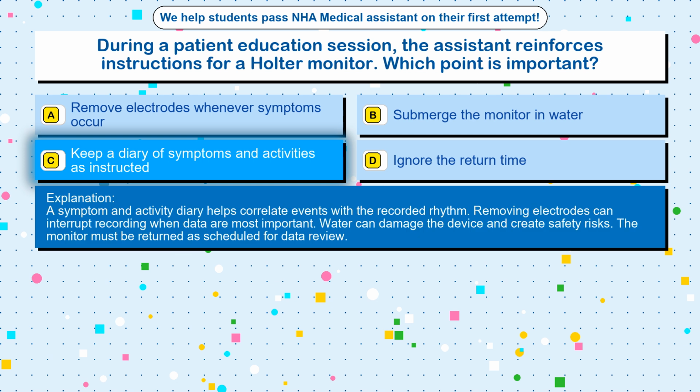A symptom and activity diary helps correlate events with the recorded rhythm. Removing electrodes can interrupt recording when data are most important. Water can damage the device and create safety risks. The monitor must be returned as scheduled for data review.